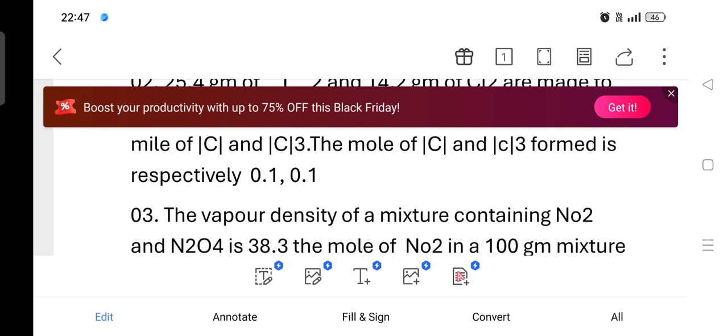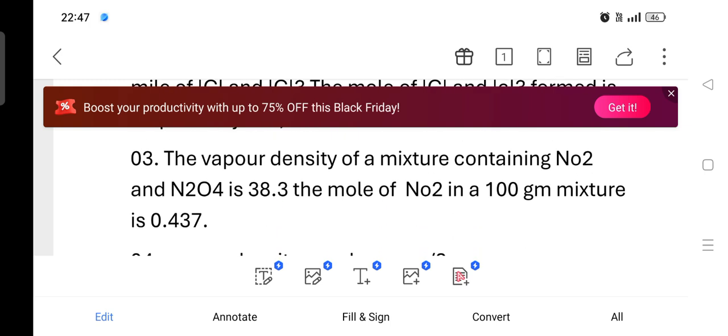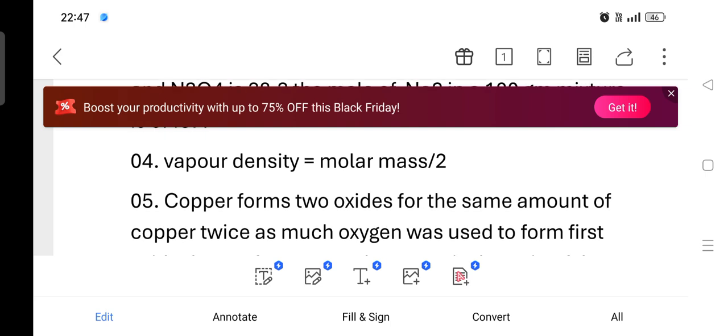The vapor density of a mixture containing NO2 and N2O4 is 38.3. The mole of NO2 in a 100 gram mixture is 0.437. The vapor density is equal to molar mass per 2.